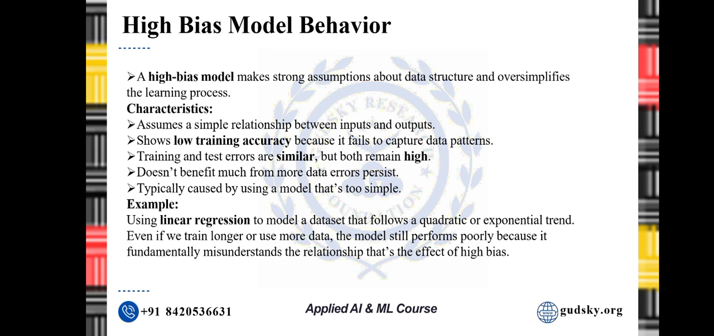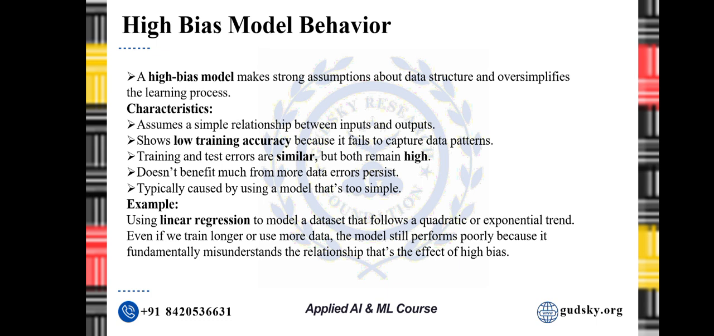Here is how a high bias model behaves. It assumes a very simple relationship between input and output. It shows low accuracy on training data because it doesn't capture real patterns. Both training and test errors remain high and similar. Adding more data doesn't help much because the model itself is too limited.